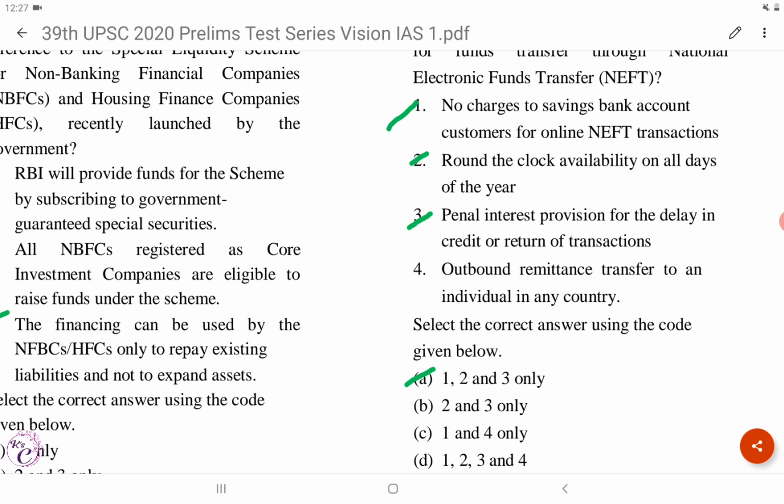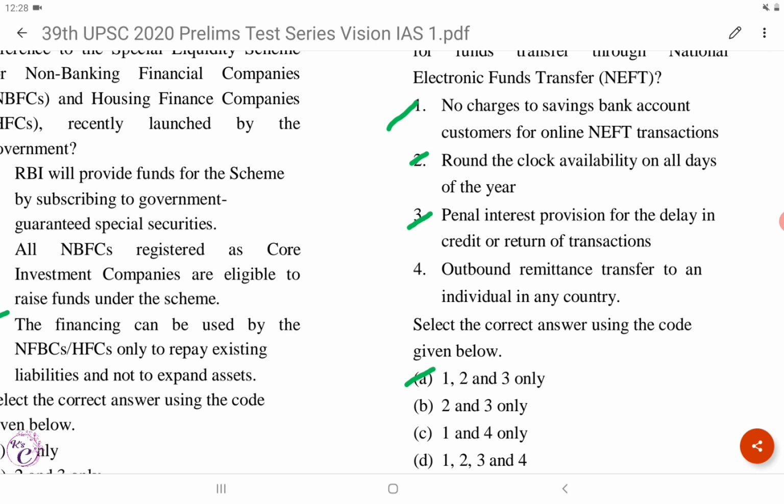Near real-time funds transfer to the beneficiary account and settlement in a secure manner. Pan-India coverage through a large network of branches of all types of banks. Positive confirmation to the remitter by SMS or email on credit to the beneficiary account. Penal interest provision for the delay in credit or return of transactions. So statement 3 is correct. No levy of charges by RBI from banks. No charges to savings bank account customers for online NEFT transactions. So statement 1 is correct.